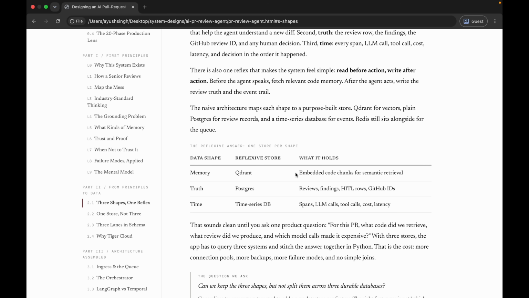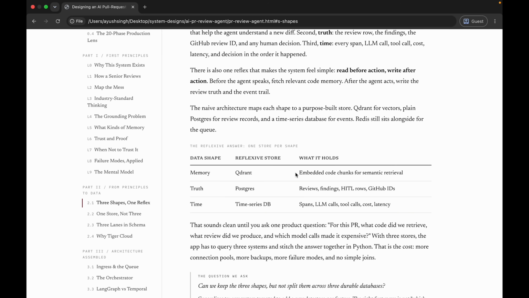Truth will be the one where, once our agent does something, it should be able to store it somewhere so that we can continuously audit and see the reviews and pull them up in our front end, or maybe use that for training purposes. The memory you can keep in something like Qdrant or any vector database. What it does is embed the code for semantic retrieval. It uses some LLMs for the embedding, and then embeds the code chunks so that we can retrieve them semantically.